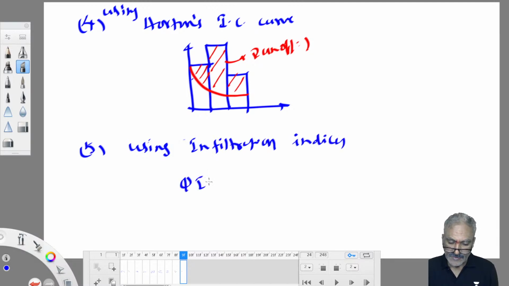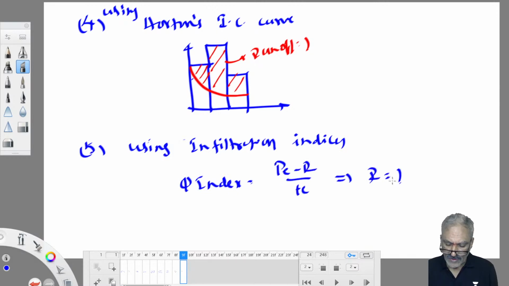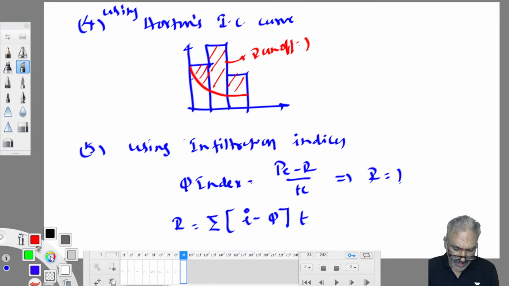Especially the phi index is popularly used to work out the runoff component. Phi index is equal to (P minus R) by Te. From this you can find out the runoff component. Or otherwise you can also use runoff is equal to the intensity of rainfall I minus phi into T, or sigma (I minus phi) into T.